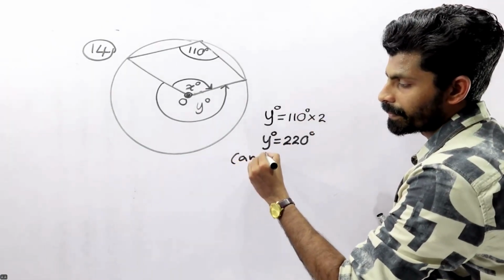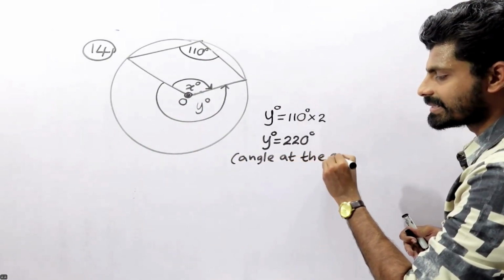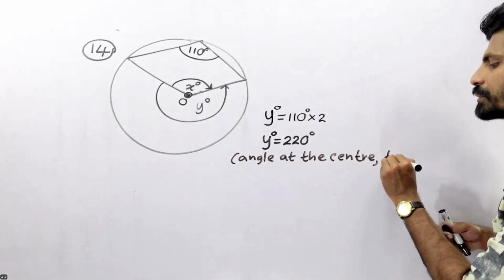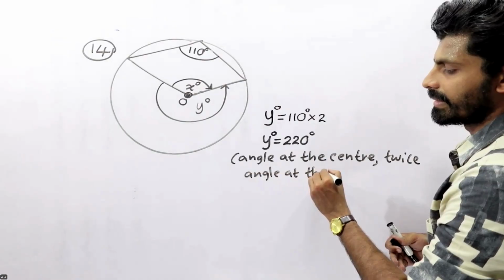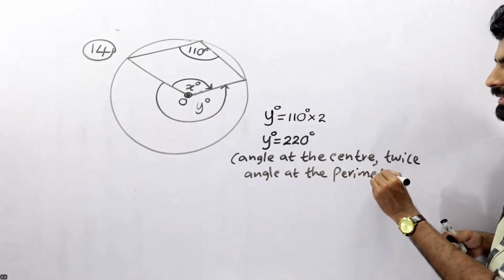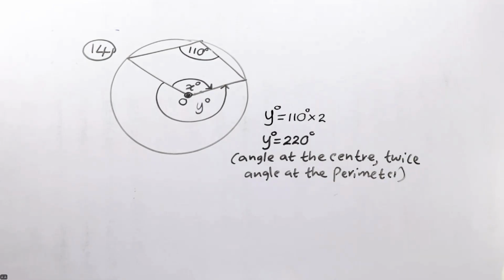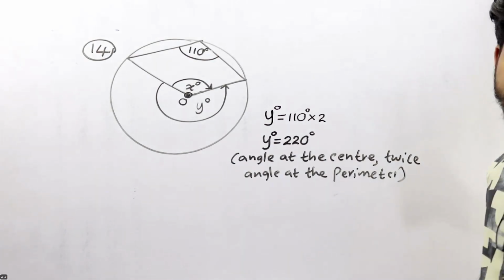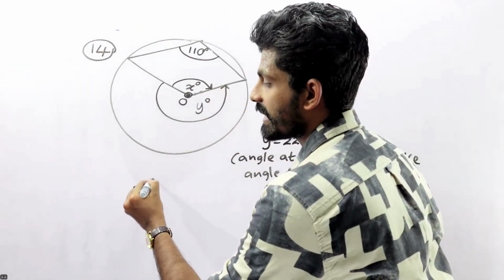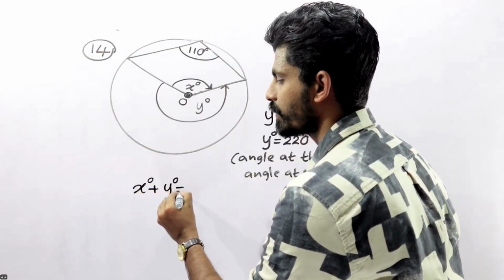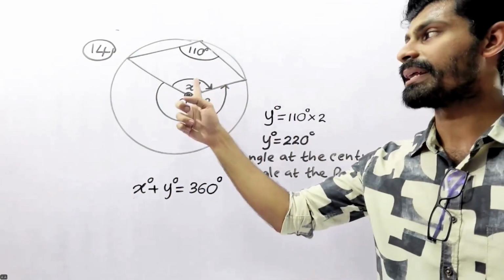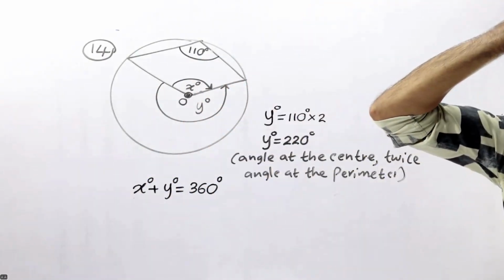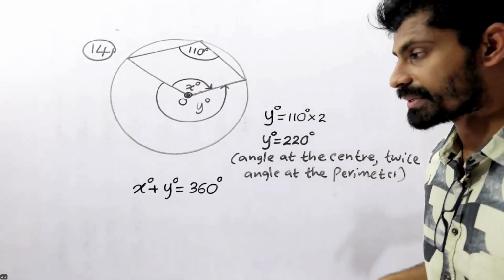Angle at the center is twice angle at the perimeter. So that is the angle, right? That means x plus y equals to 360. My angle around the point, x plus y equals to 360.